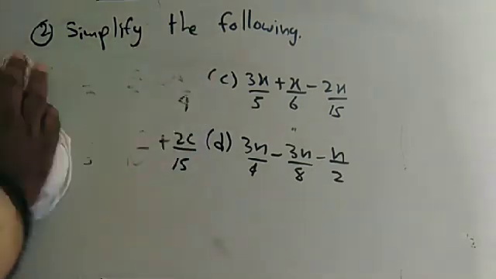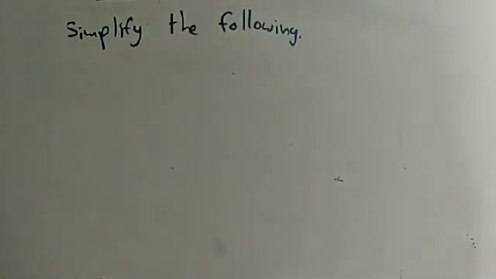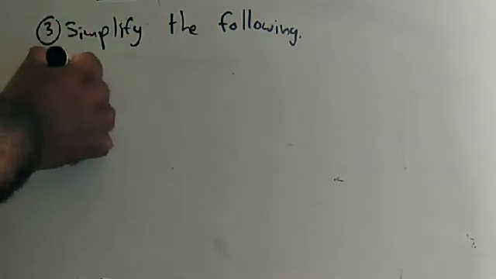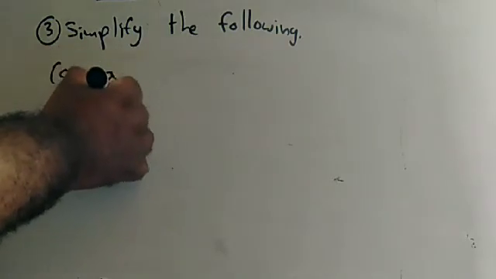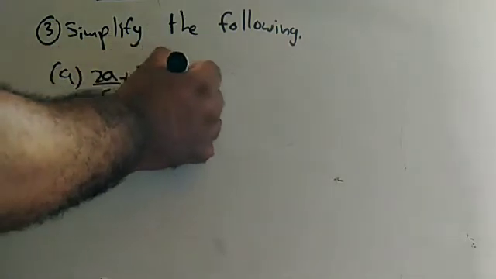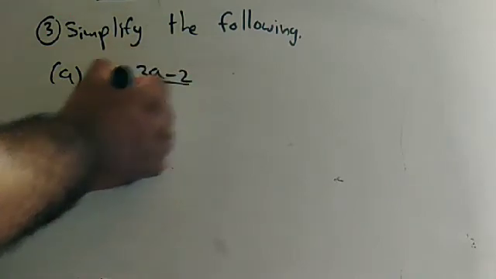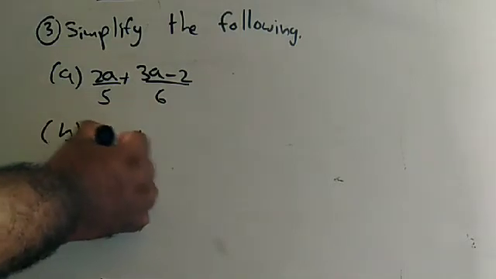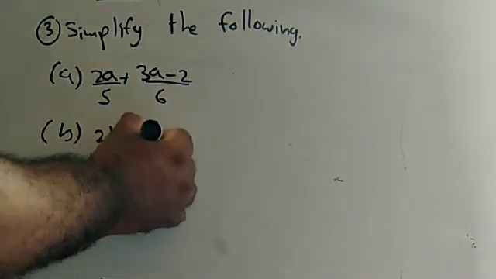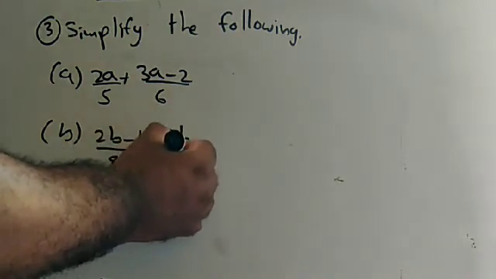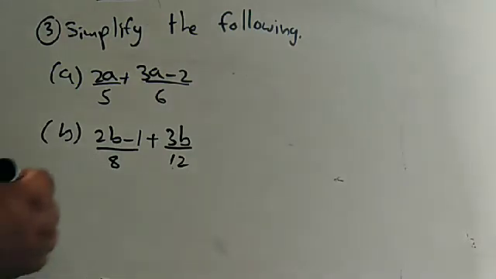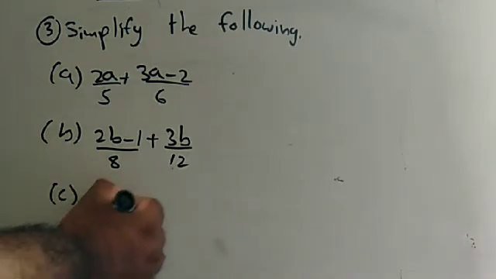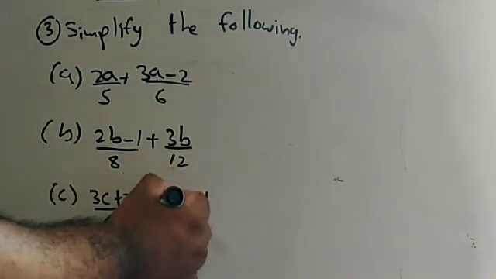Then the third one. Simplify the following. A, (2a)/5 plus (3a − 2)/6. B, (2b − 1)/8 plus 3b upon 12. C, (3c + 2)/6 plus (2c − 1)/9.